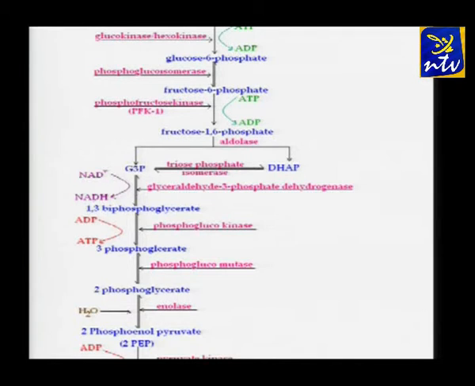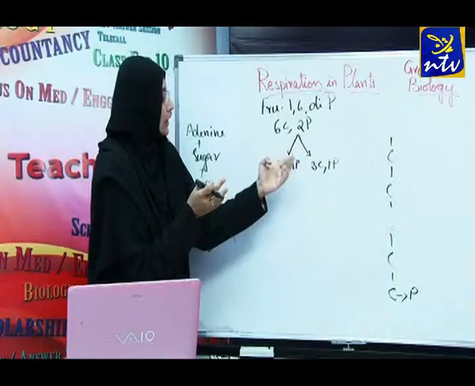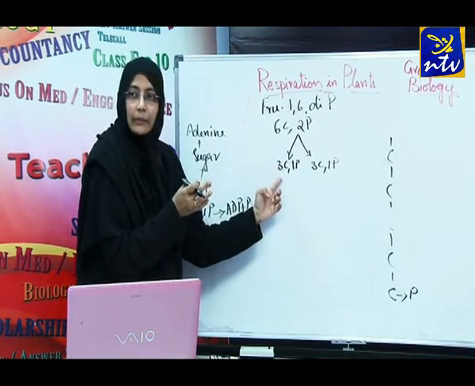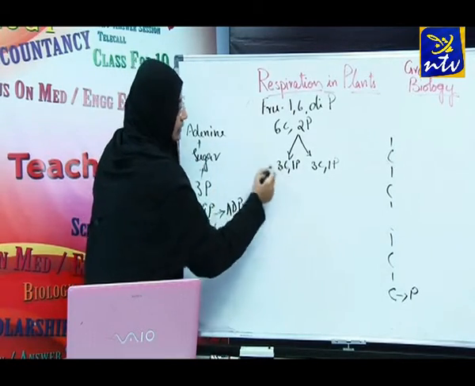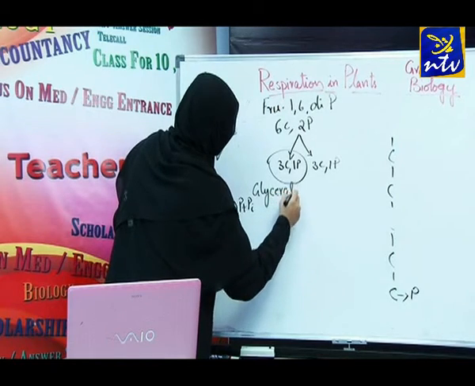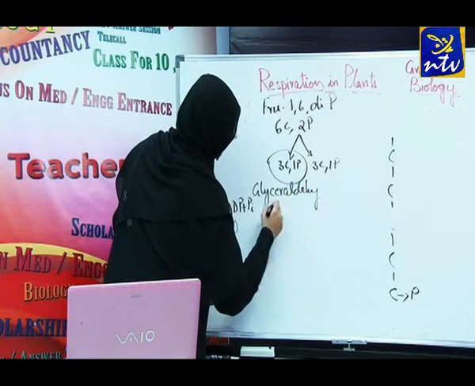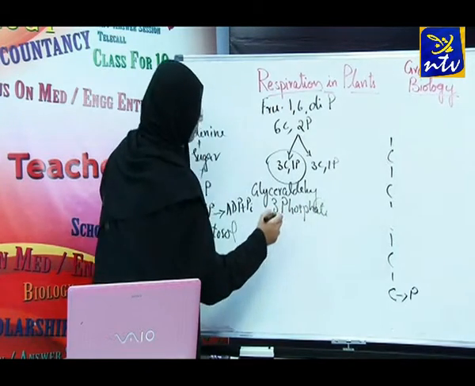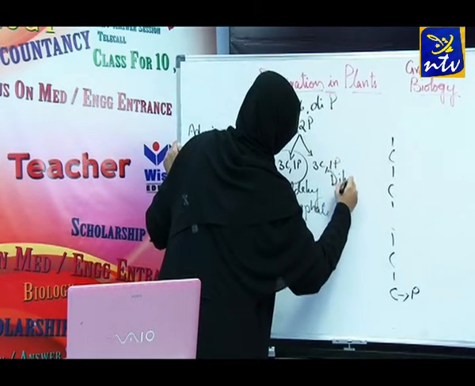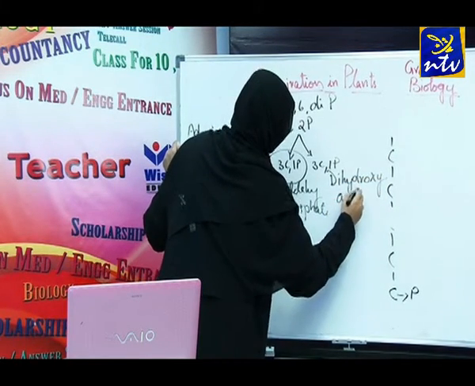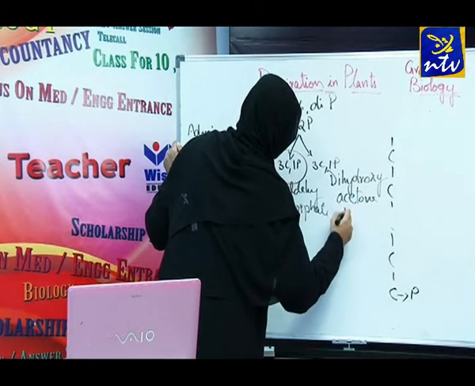So, fructose 1,6-diphosphate, which is a hexose with a diphosphate, is broken into 2 molecules, each containing 3 carbons and 1 phosphate. Which are these molecules? These molecules are glyceraldehyde 3-phosphate and dihydroxyacetone phosphate.